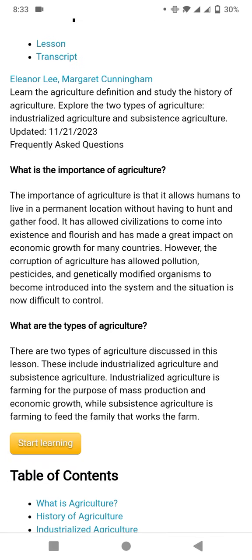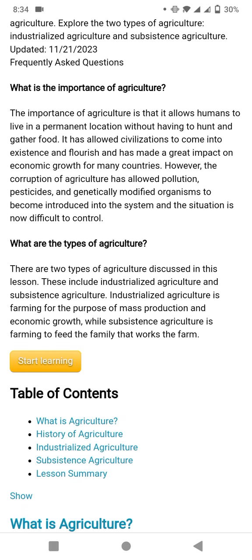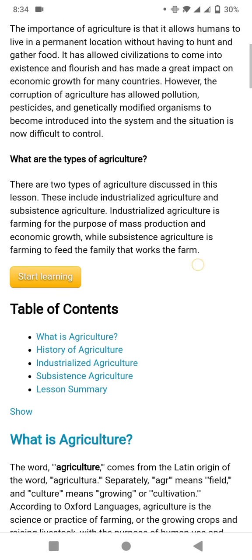First, what is the importance of agriculture? The importance of agriculture is that it allows humans to live in a permanent location without having to hunt and gather food. It has allowed collaboration, civilization to come into existence and flourish, and has made a great impact on economic growth for many countries. However, the corruption of agriculture has allowed pollution, pesticides, and genetically modified organisms to be introduced into the system, and the situation is now difficult to control.